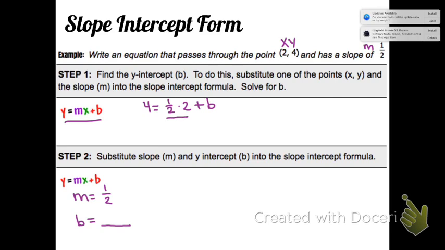So let's multiply this. Remember, when you're multiplying, multiply straight across. So I'm going to change 2 to a fraction, 2 over 1, and then multiply across. So this is going to be 2 over 2, which is 1. So 1 plus b equals 4. And when I subtract 1 from each side, I see that b equals 3. So now that I know what the slope is, I can substitute that in and the y-intercept of 3.